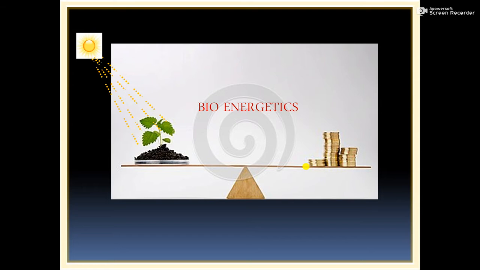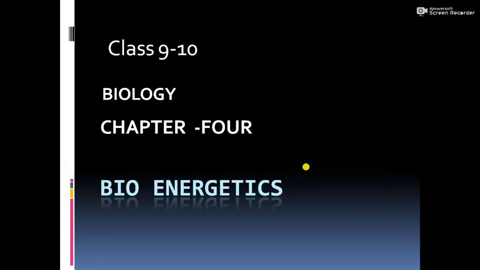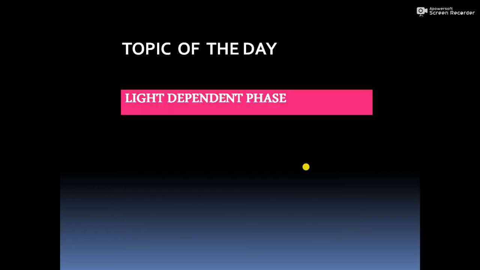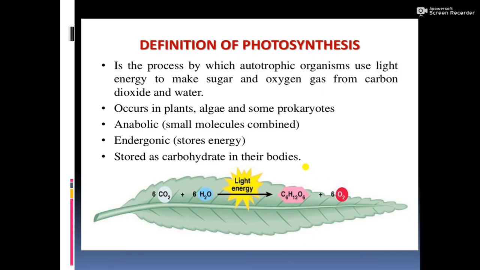Today I am going to take a class for the 9-10 Biology Chapter 4, and the topic is bioenergetics. We have learned some basics about photosynthesis from our previous class, and today we'll learn the first phase of photosynthesis, the light dependent phase. So, let's revise from the last class.